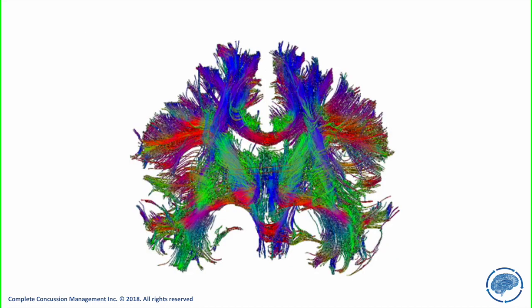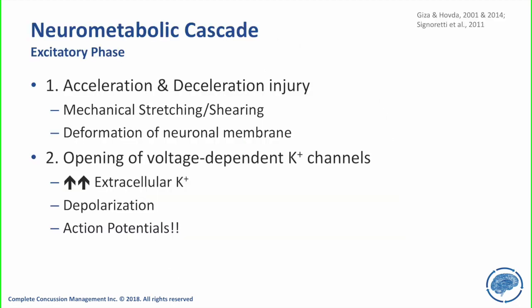This is what a diffusion tensor scan looks like if you were to do the whole brain. This is a newer technology. There are a lot of unknowns with this technology, which is why I didn't really discuss it much in this presentation, but I just wanted to show you the new evidence that's emerging and the new science and techniques that are coming out in concussion.